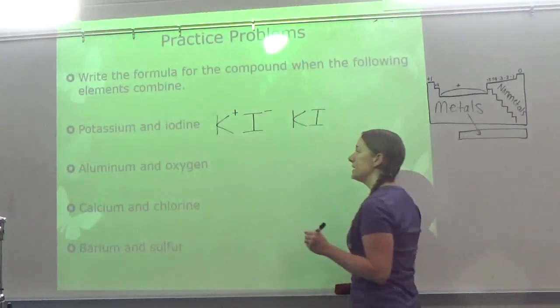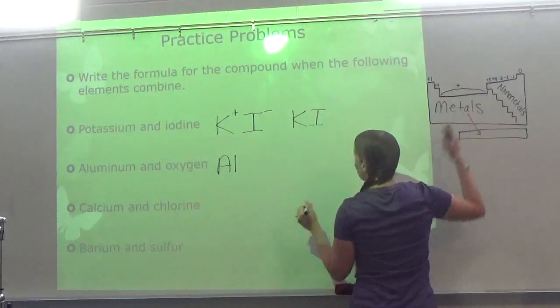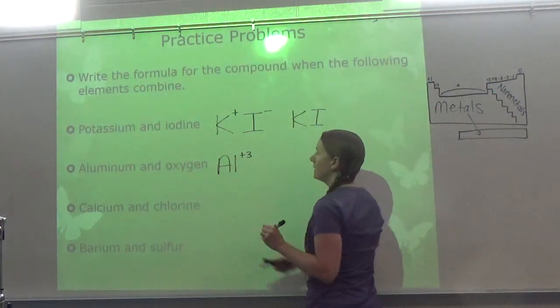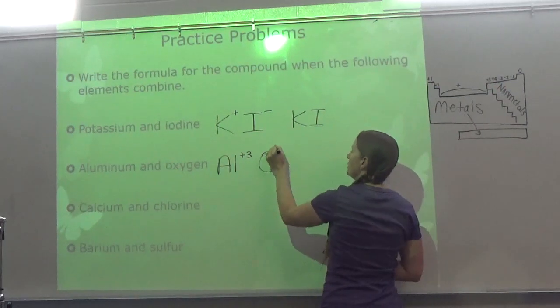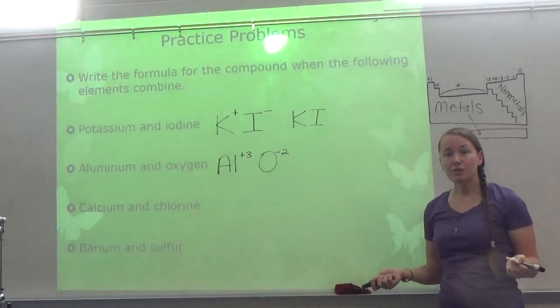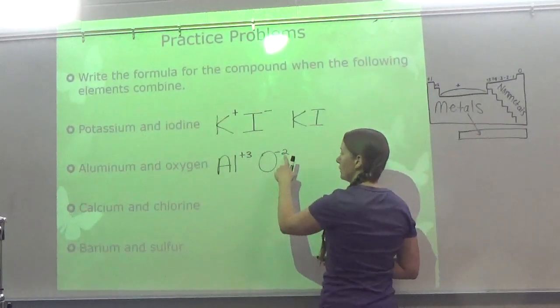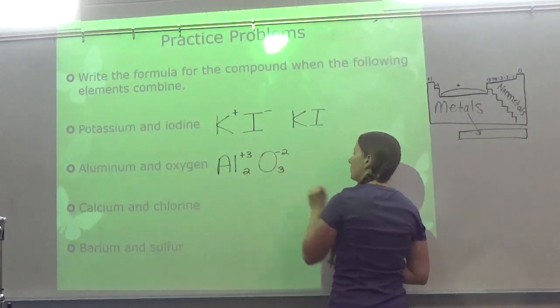Next one is aluminum and oxygen. Aluminum is Al. It's in group 13, so it has a charge of positive 3. Oxygen is O. It's in group 16, so it has a charge of negative 2. So do a positive 3 and negative 2 cancel? No, so I have to cross. So I bring down the 2 only, not the negative. I bring down the 3 only, not the negative.